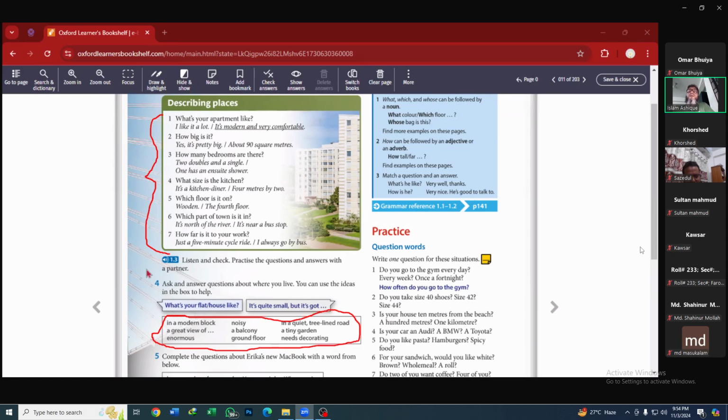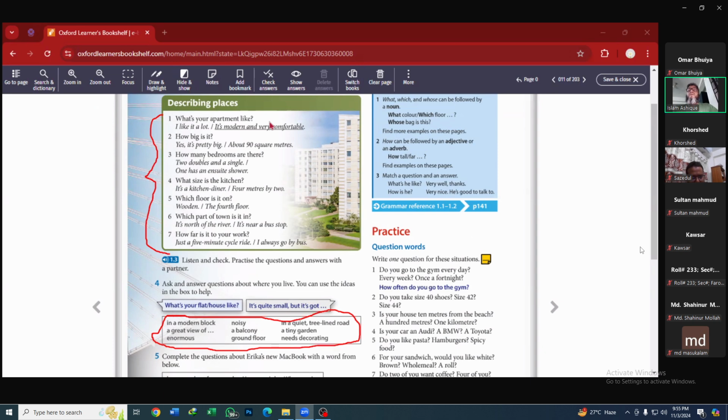It's in a modern block. Sorry, you were not clear, sir. Could you repeat? It's in a modern block. Okay, when you're saying it's in a modern block, it is the location. You're talking about the location, but the question is, what's your apartment like? So how does it feel? Is it big? Is it small? Is it comfortable? Is it nice? Describe it in that way. So what's your apartment like?